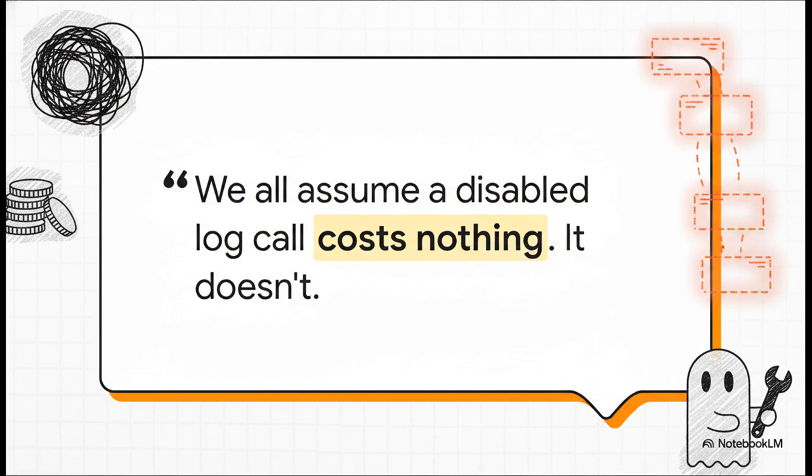This right here, this is the core assumption that trips up so many developers. We sprinkle our code with debug and trace logs, thinking, hey, if they're turned off in production, they just disappear. But they don't, not really. And that hidden cost, it can be a really big deal.